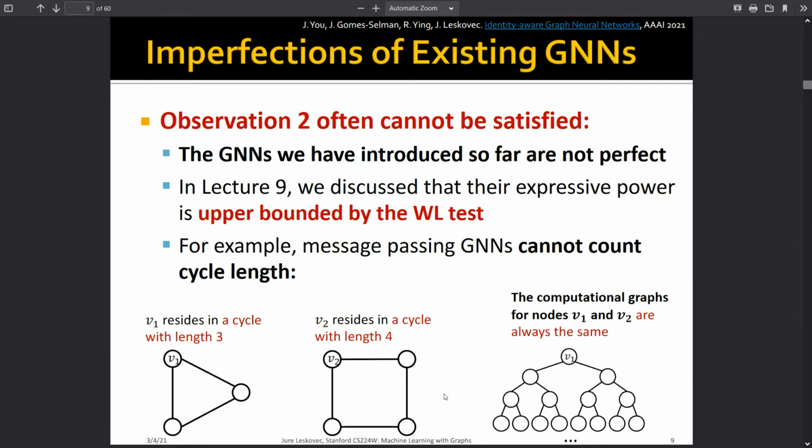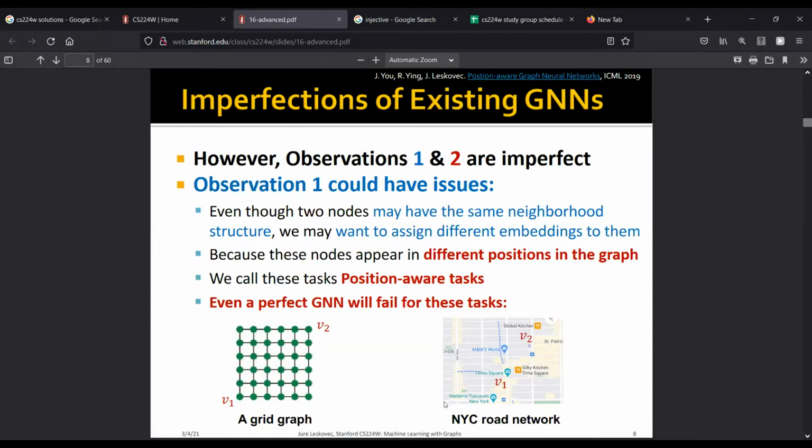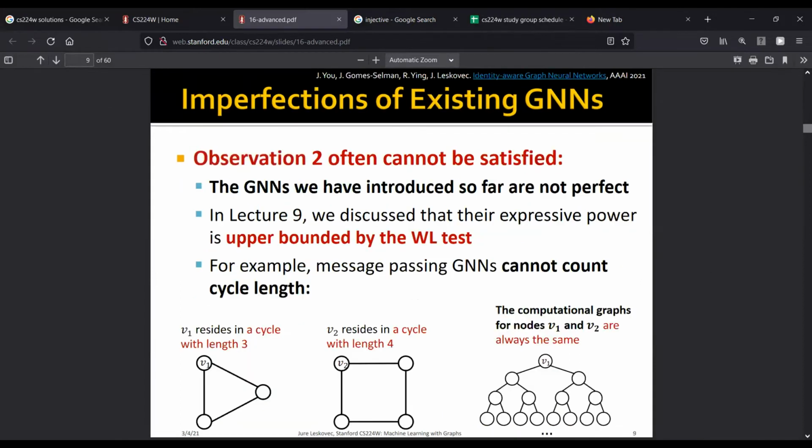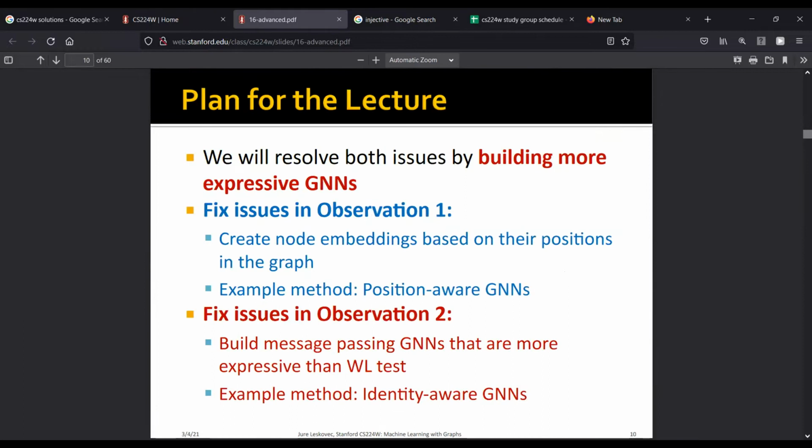Yeah, so he goes back to the WL test. I think we've learned about the WL test somewhere in lecture 5 or something. So should I move to the next slide? I'm just going through it really fast.